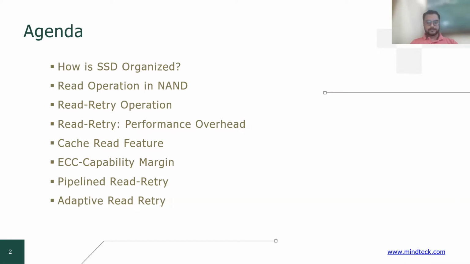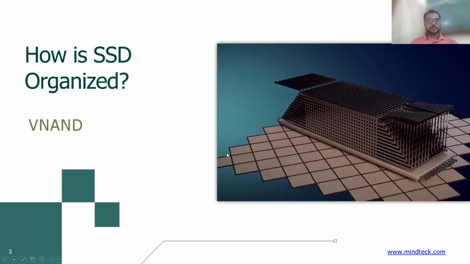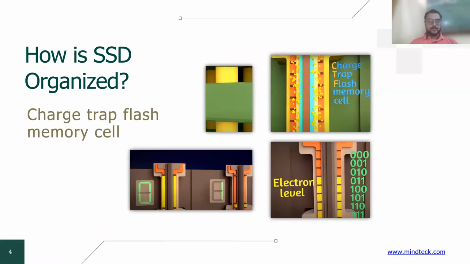Yeah, thanks, Varun. Hi, let's move on to how an SSD is organized, or what the SSD internal architecture looks like. If you zoom into the nanoscopic view of an SSD, the structure looks like this, which is called VNAND, and that holds all the data in the SSD. Every piece of data is stored as a quantity of electrons inside the memory cell called the charge trap flash. This is the structure of the charge trap flash.